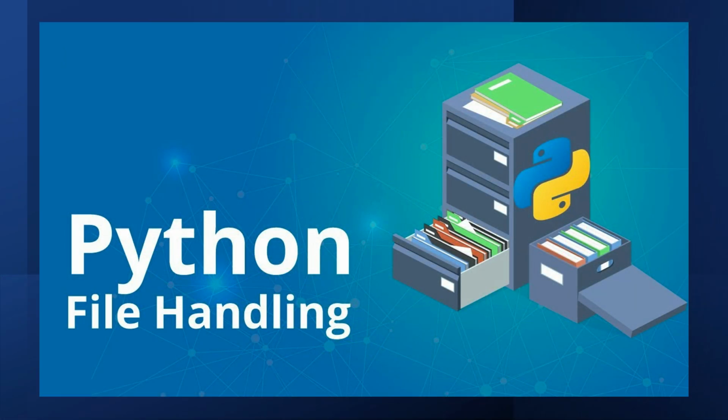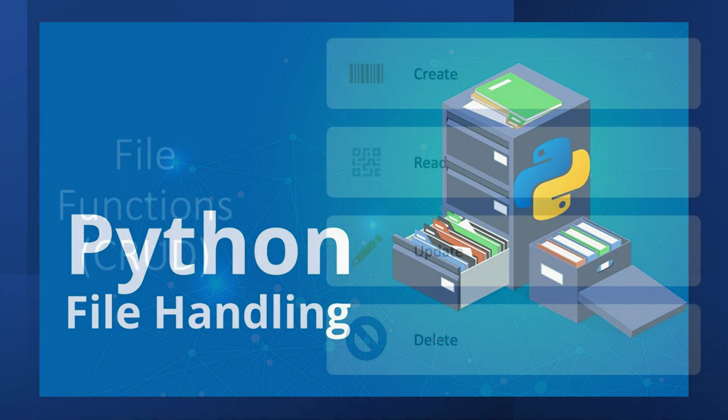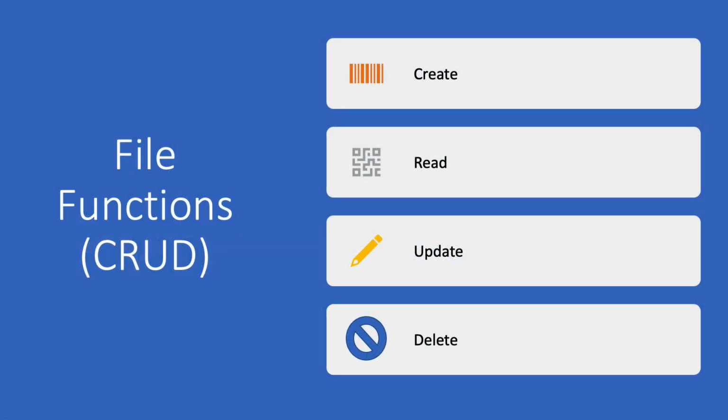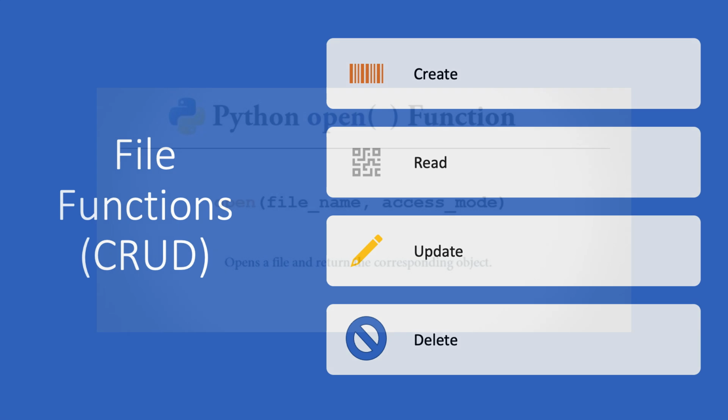Alright, so one of the biggest advantages of using Python is its ease and simplicity in handling files. And the typical operations that we can do on any file is known as CRUD, which stands for create, read, update, and delete. So this means we can create a file, we can read a file, we can update a file, and we can also delete a file.